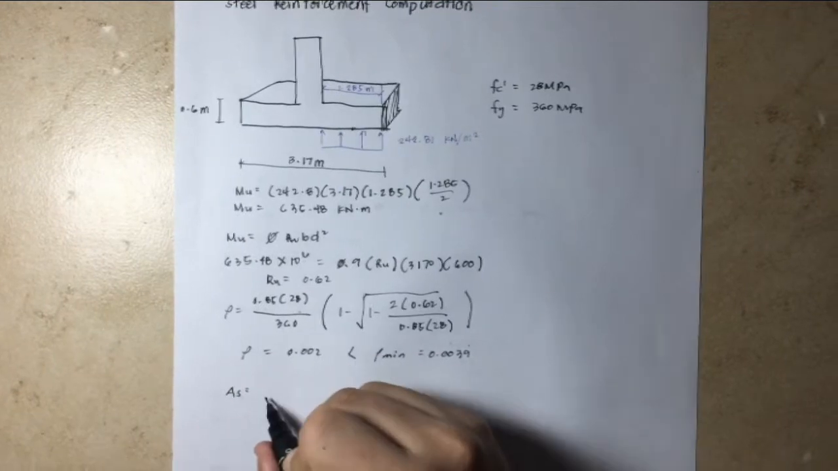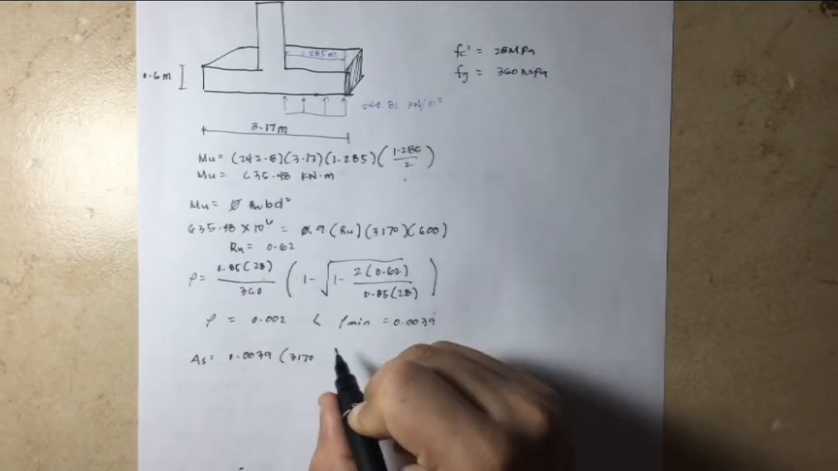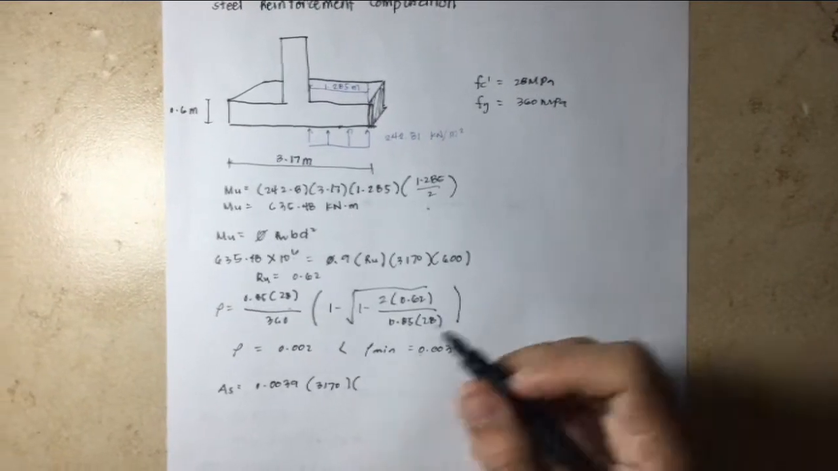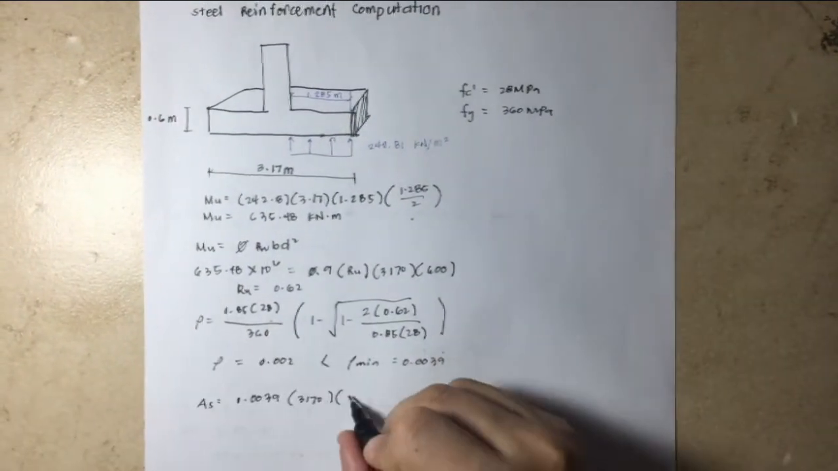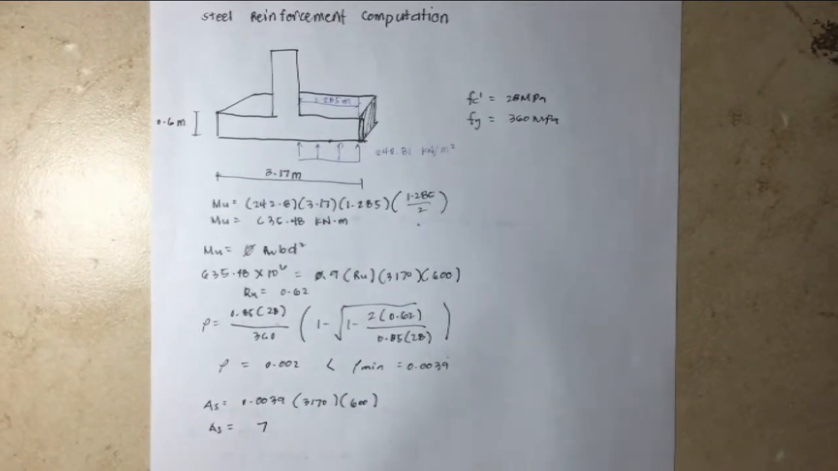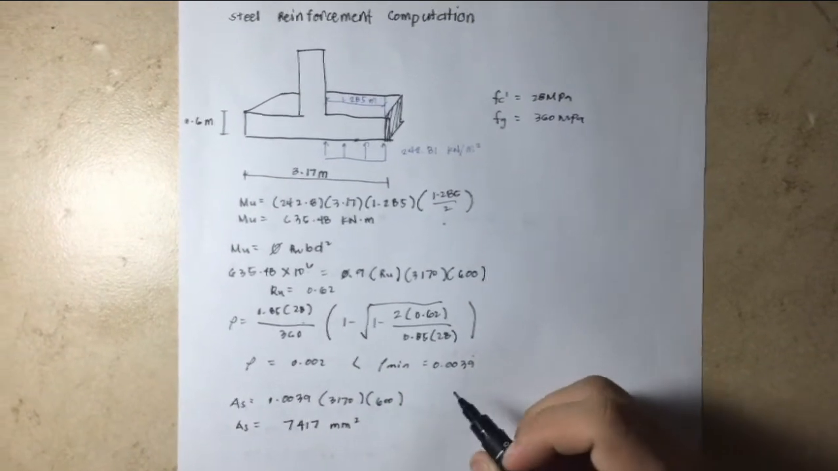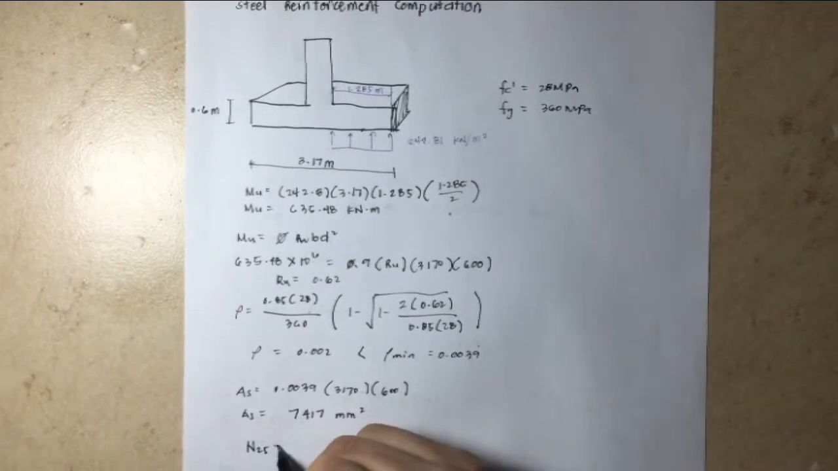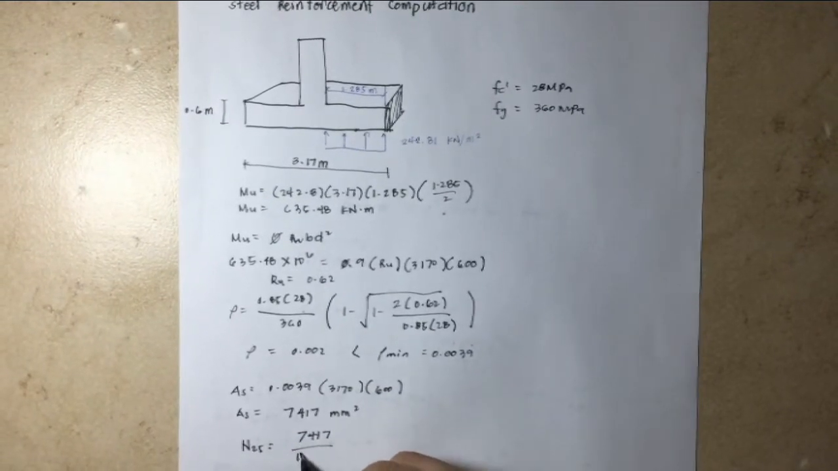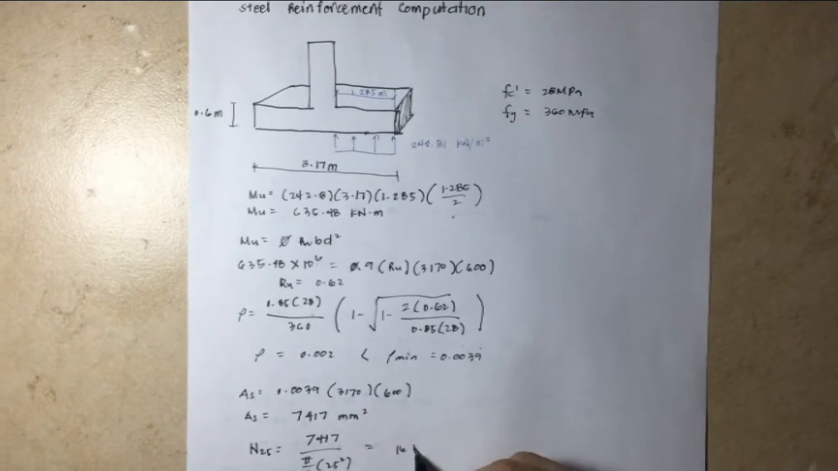Solving for area of steel, area of steel is equal to 0.0039, the rho minimum, times the base times the depth, 600. Area of steel is equal to 7,417 mm squared. Say we use diameter 25 mm, so the number of 25 mm diameter steel bars is equal to the area over the area of a 25 mm diameter steel bar, which is approximately 16 bars.